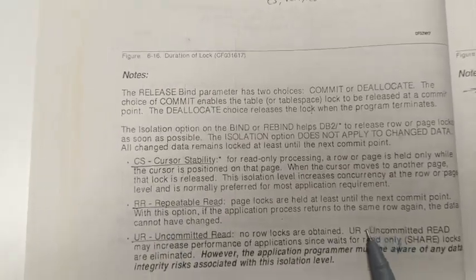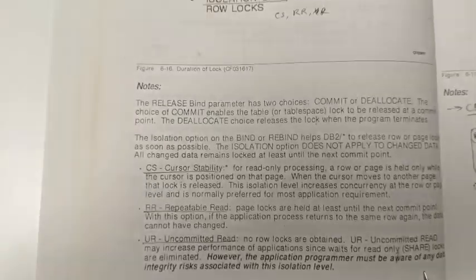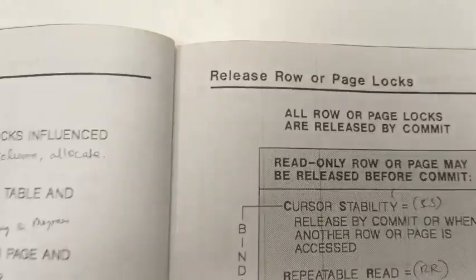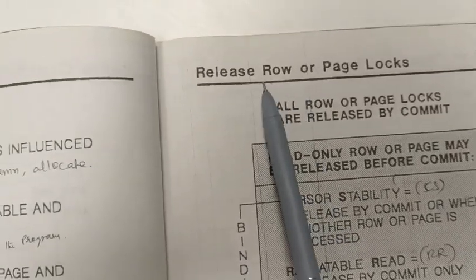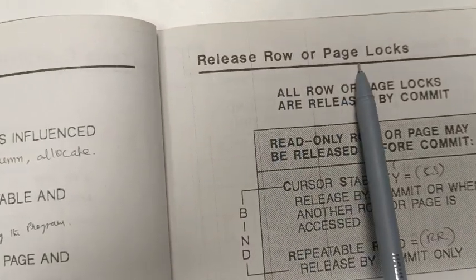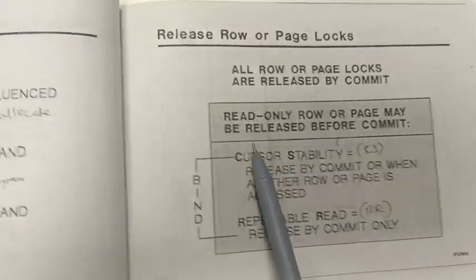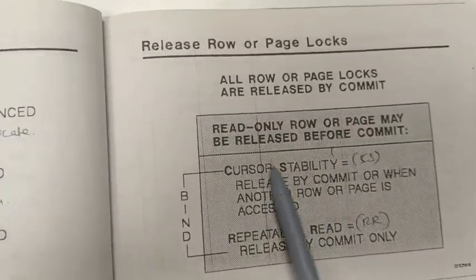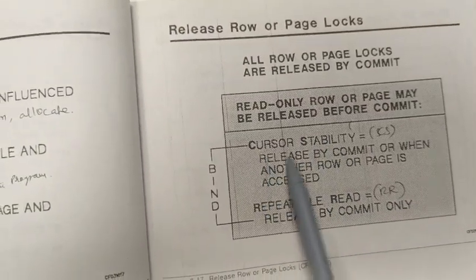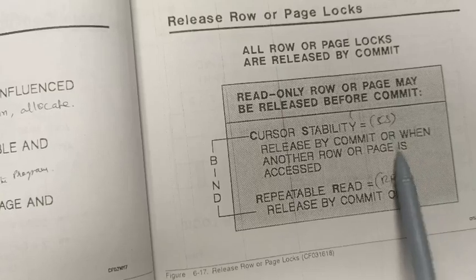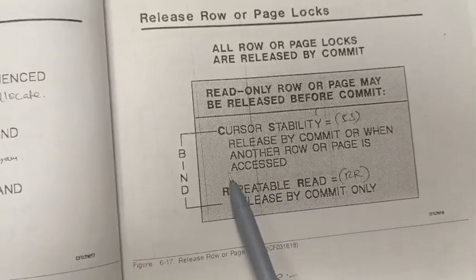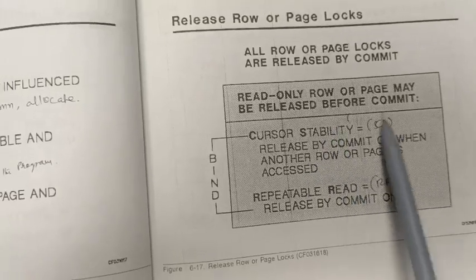But some interviewers will ask what the difference is between each and every one. We will go to the next page to see the difference between these 3. We have seen earlier that for page or row locking, we use the isolation option: cursor stability, repeatable read, or uncommitted read. Cursor stability means released by commit or when another row or page is accessed. That is when the row lock is released.